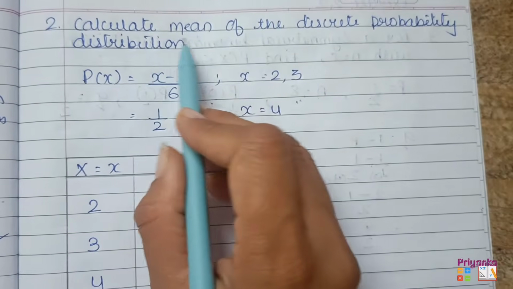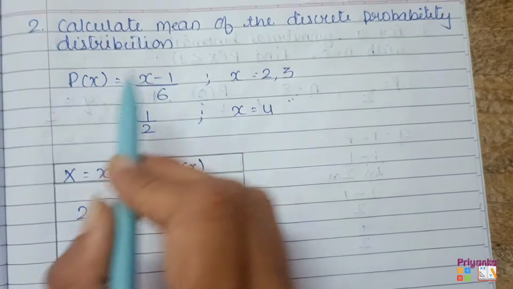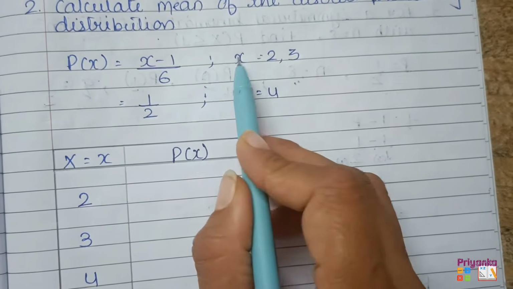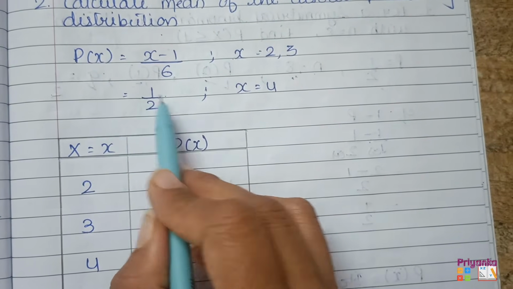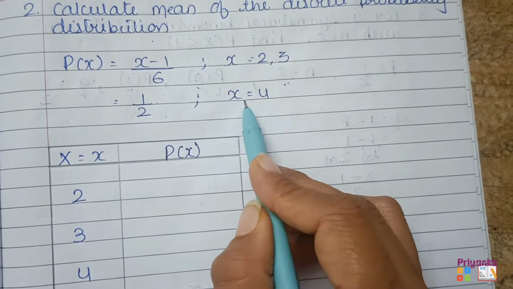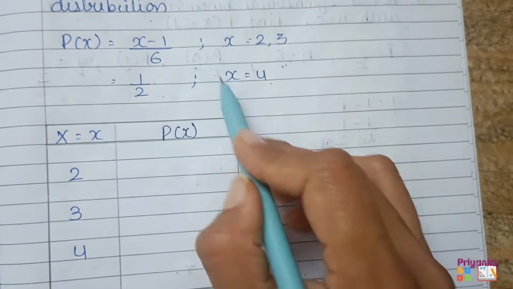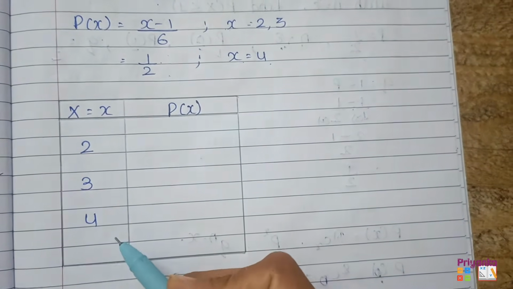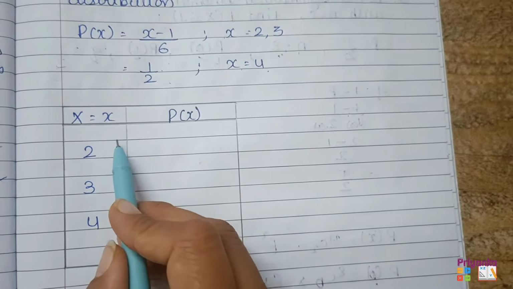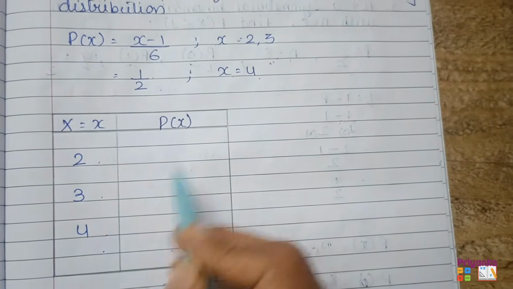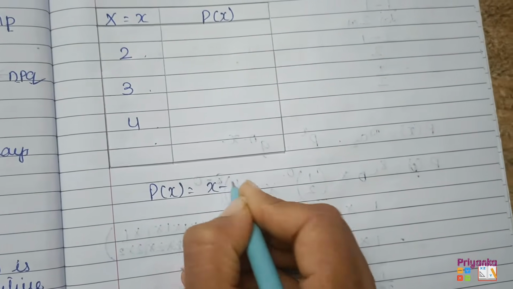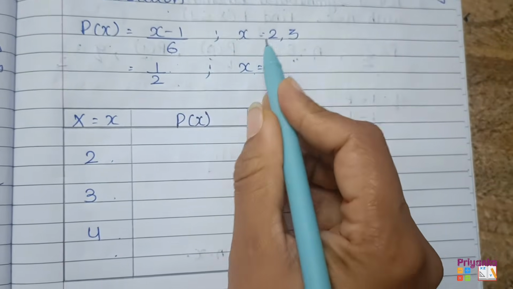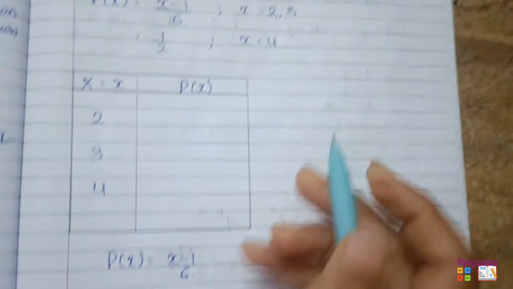Second question: calculate the mean of the discrete probability distribution where p of x equation is given, where the x values are 2 and 3. Then one more p of x is given, which is 1 upon 2, where the x value will be 4. Out of the x values, here you can see the random variable I have already put in tabular form, where I put the x values 2, 3 and 4. For p of x, we'll solve this equation, that is, p of x equals x minus 1 upon 6, where first we'll take x as 2, then 3.